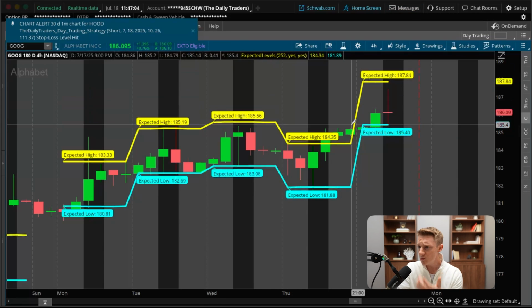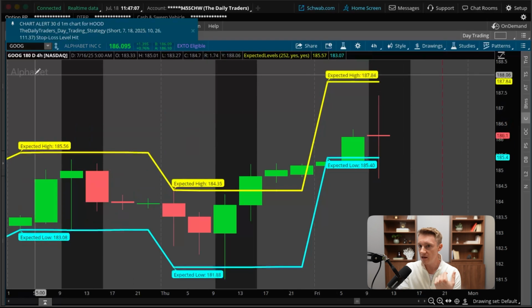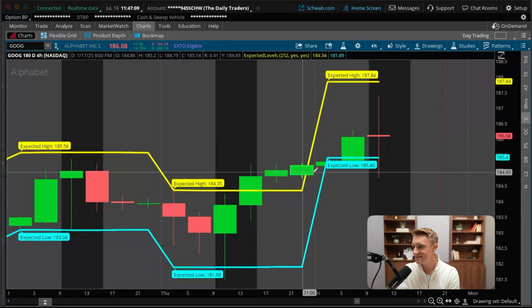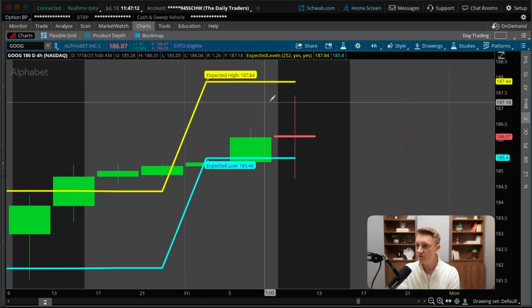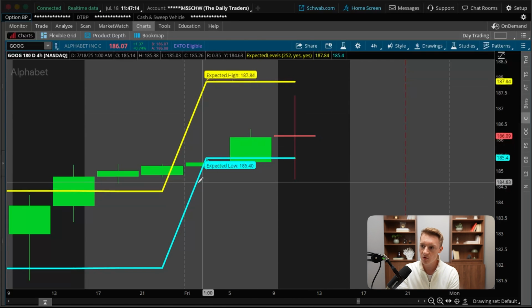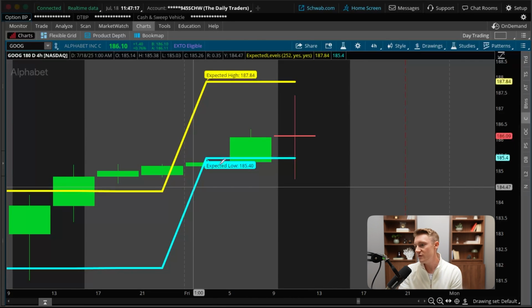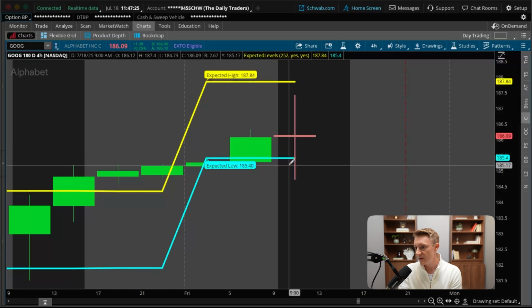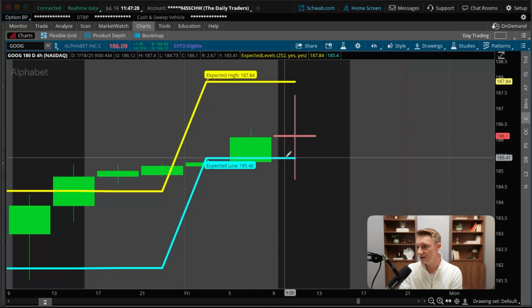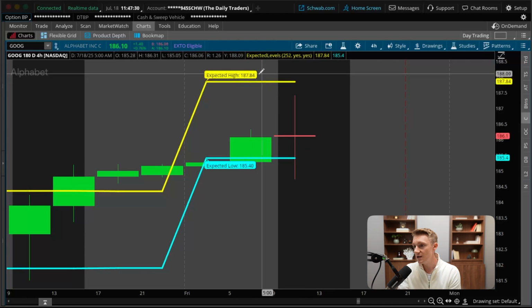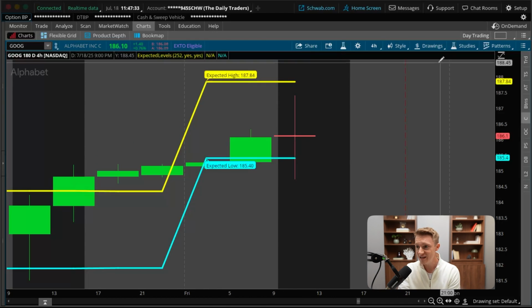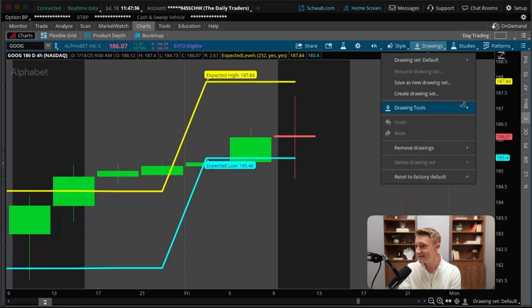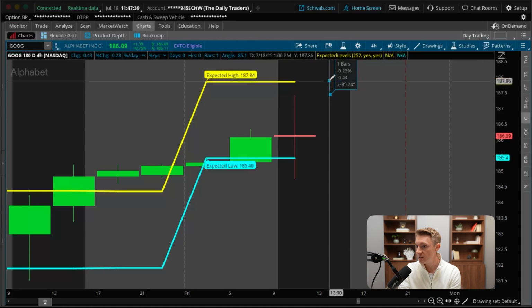What you can see here is we're looking at Google, GOOG, and today we've got an expected high of 187.84 and an expected low of 185.40. We've already touched, broken, and at this point retraced above that expected low. So you can see this 4-hour candle has touched the expected low. Now today we're looking at our expected high, which we haven't hit yet, and we are currently sitting about 0.25% off that expected high.